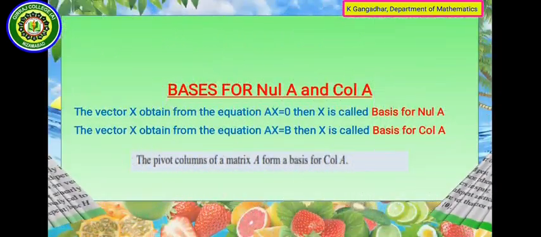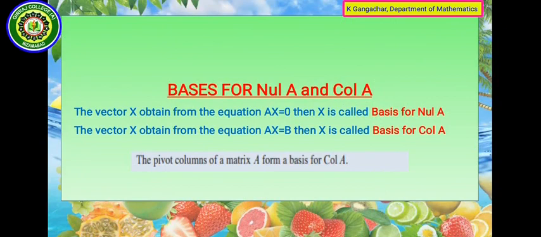So next, the definition of a basis for Null A and Col A. Basis for Null A definition: the vector x obtained from the equation Ax equal to 0 bar, then x is called a basis for Null A. Next, the vector x obtained from the equation Ax equal to b, then x is called a basis for Col A. So here, the vector x obtained from the equation Ax equal to 0 bar is called a basis for Null A. The vector x obtained from the equation Ax equal to b is called a basis for Col A.